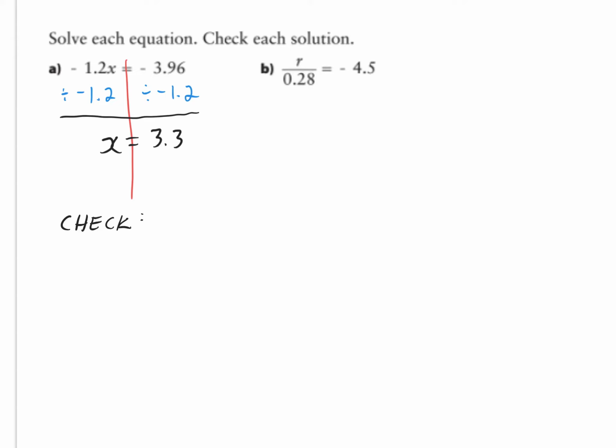Check. So you just go negative 1.2 times 3.3. Does it equal negative 3.96? And when we punch this part on our calculator, negative 1.2 times 3.3, we do get negative 3.96. And that does equal negative 3.96, obviously. So we have done it correctly. And we're done. So that's that one.